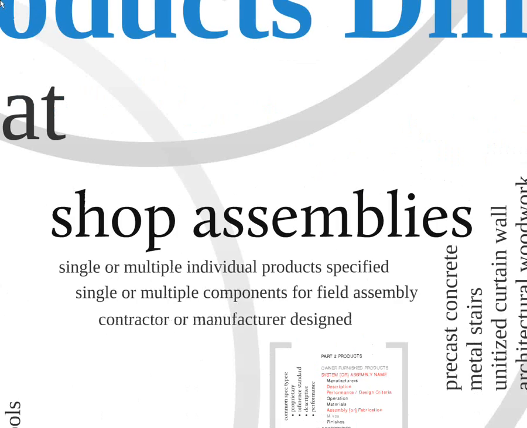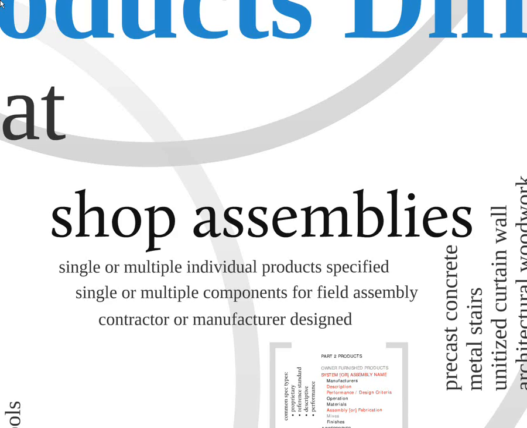Okay, the next one we decided was shop assemblies. What I see shop assemblies as is, it could be a single product, it could be multiple products, but it's something that's put together by the manufacturer in their shop. And I would tend to believe that most of these are going to be multiple combined products, and that they would still arrive at the site as an assembled product.